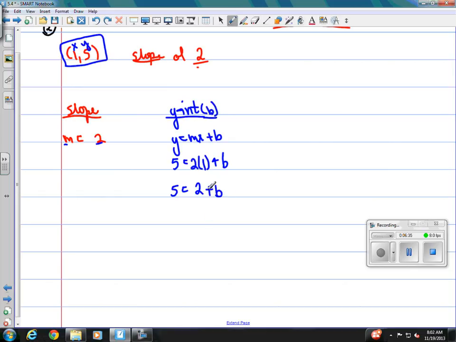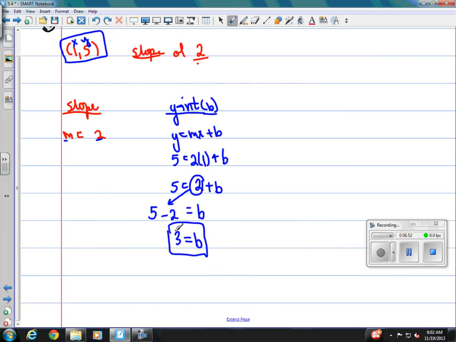Now we have to solve for b. So I'm going to keep my 5 here on the left because he's already where he wants to be. But my positive 2 wants to come to their side and become a minus 2 equals b. So 5 minus 2 is 3 equals b.